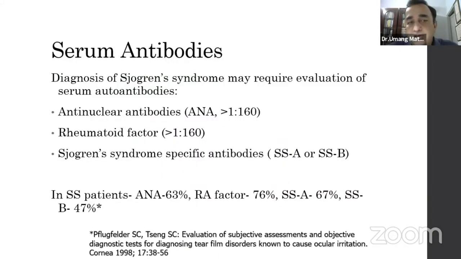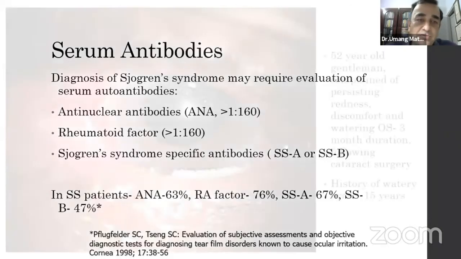So a lot of these patients do require systemic evaluation. And as ophthalmologists, we have to remember that the disease is not just in the eye, and we have to look further. We need to look at their systemic conditions, get their blood investigations, and the answer may lie in systemic problems.